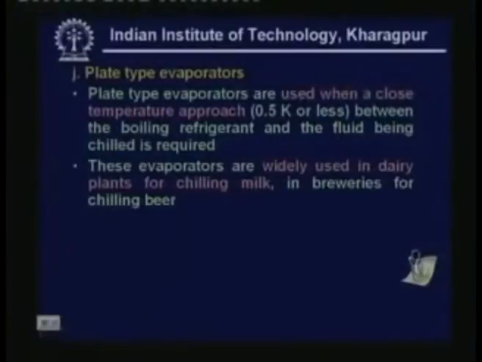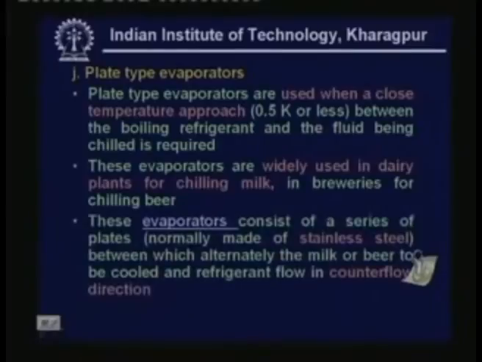Then you require very high heat transfer coefficients, and you also require very high heat transfer area, right? In such cases the plate type evaporators are used. That means wherever you want very close approach, plate type evaporators are used. These evaporators are widely used in dairy plants for chilling milk, in breweries for chilling beer, etc. These evaporators consist of a series of plates normally made of stainless steel, between which alternately the milk or beer to be cooled and refrigerant flow in counterflow direction.